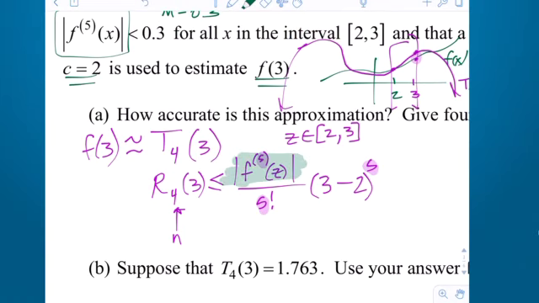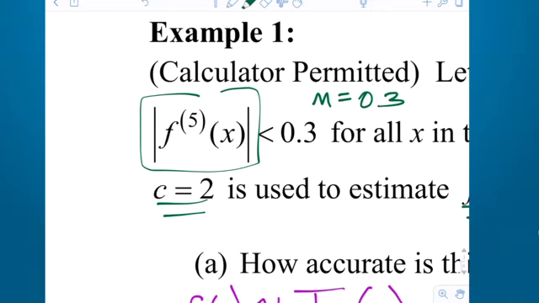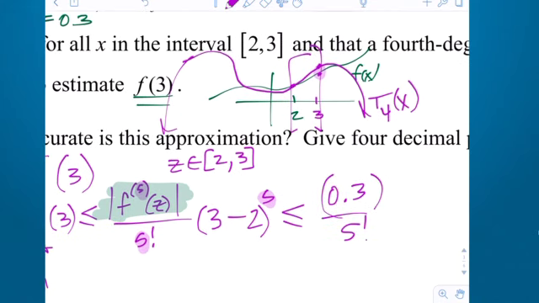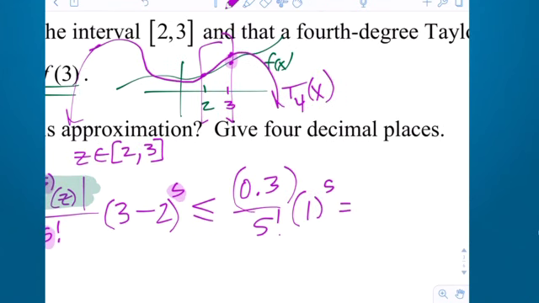All right, so now if I can figure out what the maximum value is for the 5th derivative on the interval from 2 to 3, I can compute it. In this case, it's handed to you. It says that the 5th derivative is bounded by 0.3. That's the maximum value. So we know then that this is going to be less than or equal to 0.3 over 5 factorial times, what's 3 minus 2? 1 to the 5th. And so that ends up being 0.3 over 5 factorial.